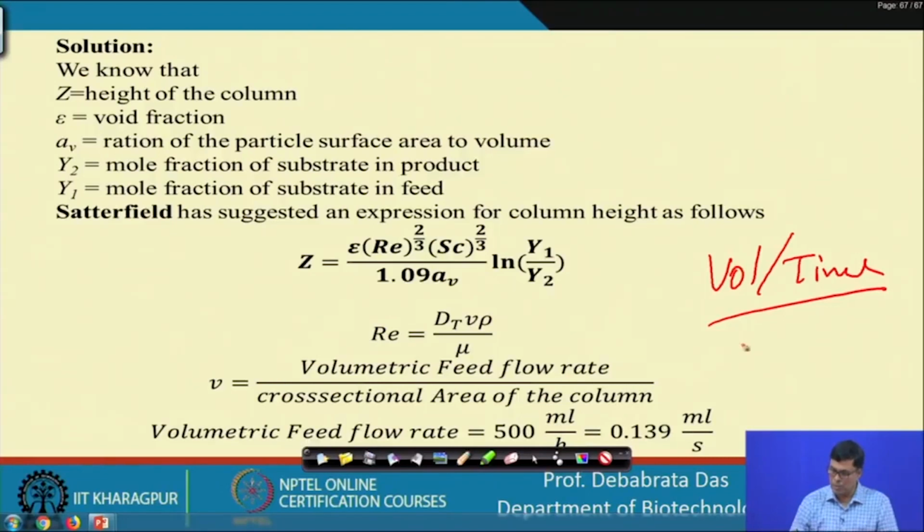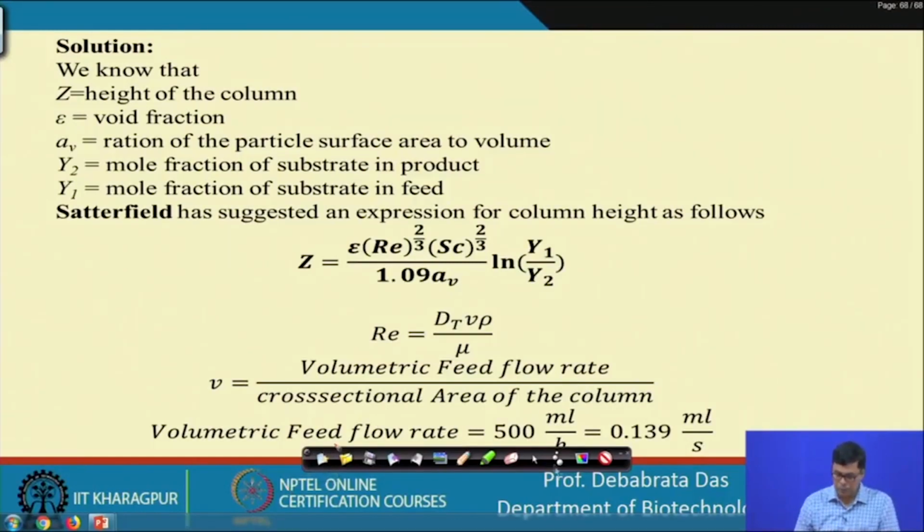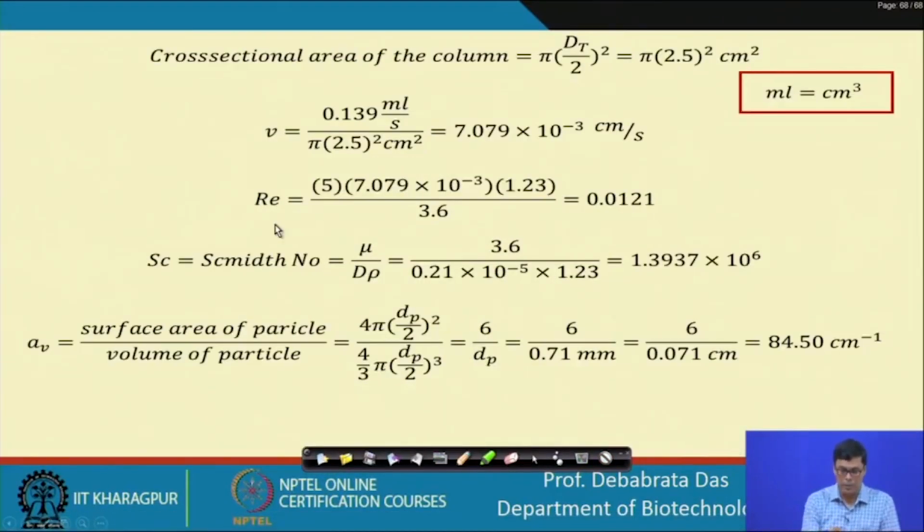The cross sectional area is in centimeter square, and volume is usually centimeter cubed or milliliter. So if you cancel, it will be in centimeter. Centimeter per unit time is the velocity. So you can easily calculate the velocity here. Then we can find the Reynolds number. Reynolds number is the flow characteristic of the fluid. This equation is given. The Schmidt number deals with the diffusivity of the particles through this immobilization system.